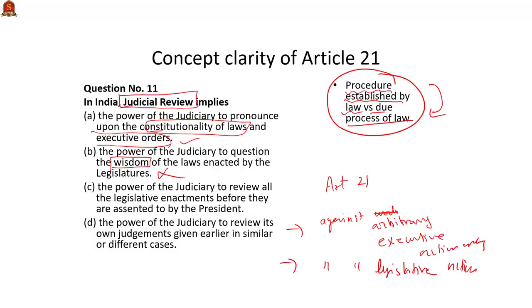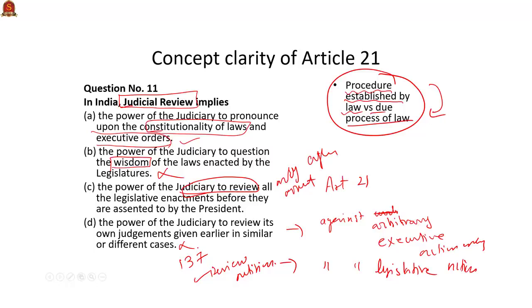The power of the judiciary to review all the legislative enactments before they are assented to by the president. Judicial review will follow only after assent, that is by logic. Then the power of the judiciary to review its own judgment given earlier in different cases. This is Article 137, which talks about review petition. Review petition is different from judicial review. When the judiciary reviews the action of the executive and legislature, it is called judicial review. When the judiciary reviews its own judgment, it is called review petition, Article 137. So this also will not come.